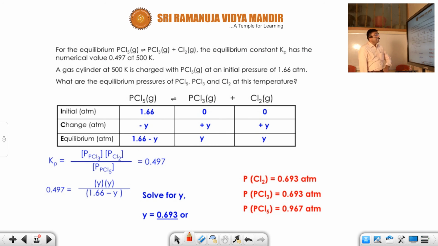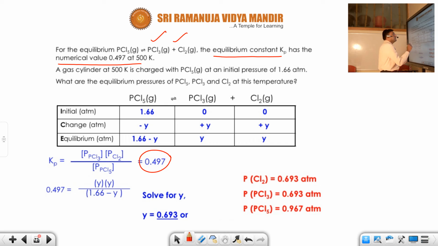Now, let us see the next question. For the equilibrium PCl5 gives rise to PCl3 plus Cl2, the equilibrium constant Kp has the following numerical value, 0.497. Okay, students, so Kp value is given. Try to understand, students. Here initial pressures are given. 1.66 is given. PCl5 initial pressure is 1.66.